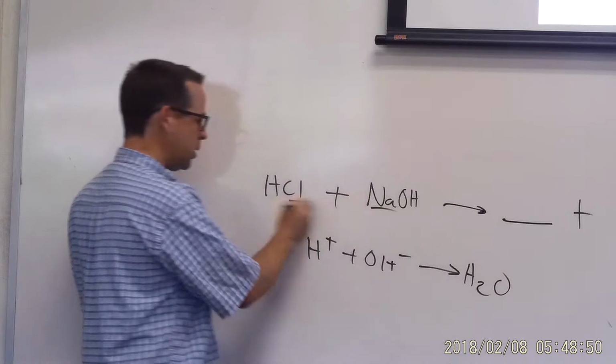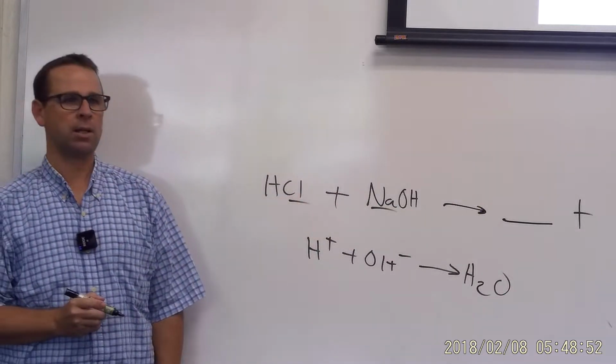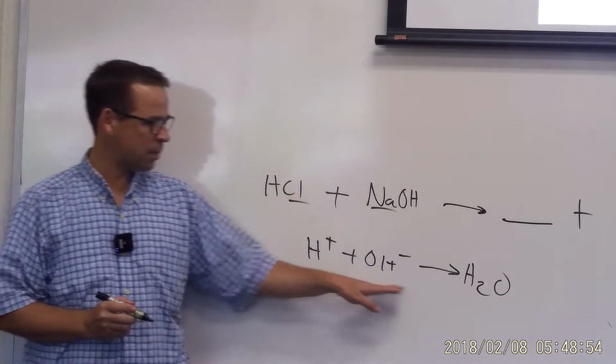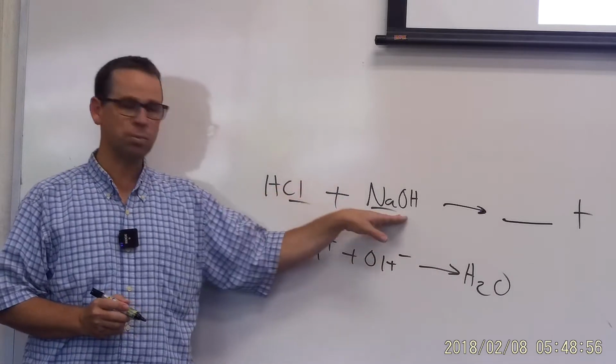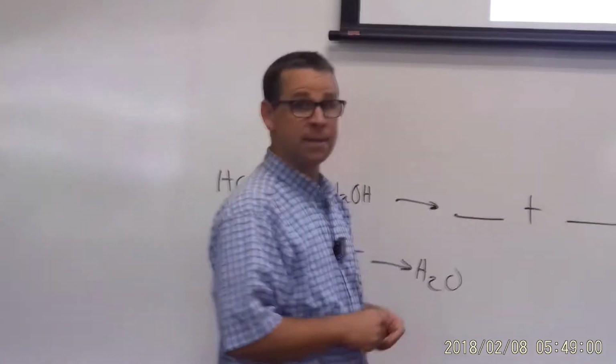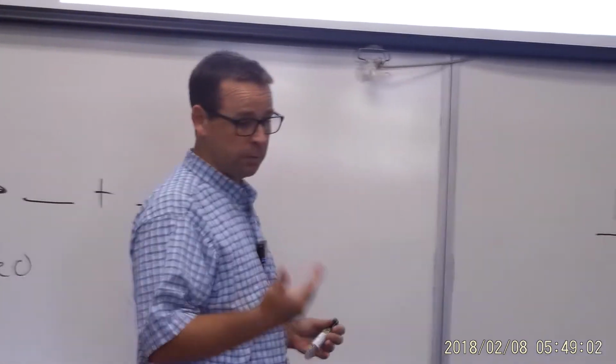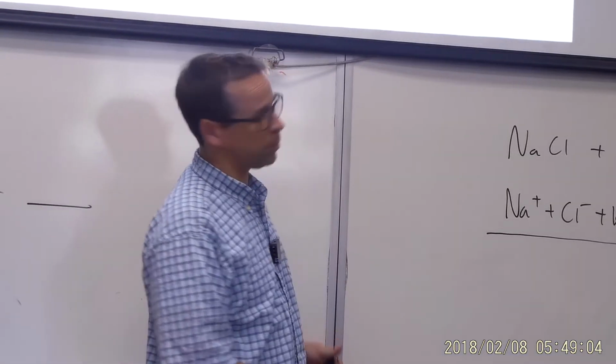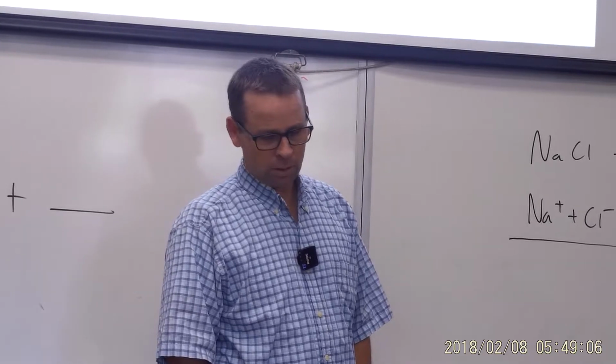The sodium ion and the chloride ion end up being spectator ions, right? But this is the actual chemistry that's occurring when I combine these two mixtures together. All right? So when you combine an acid and a base, water is a product, therefore it's going to drive a chemical reaction. All right?